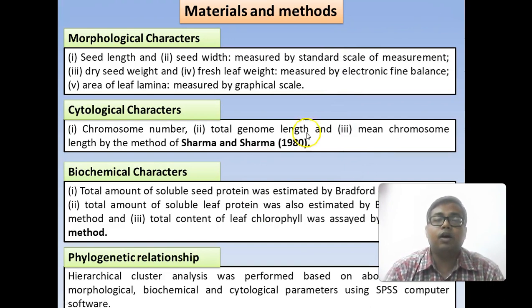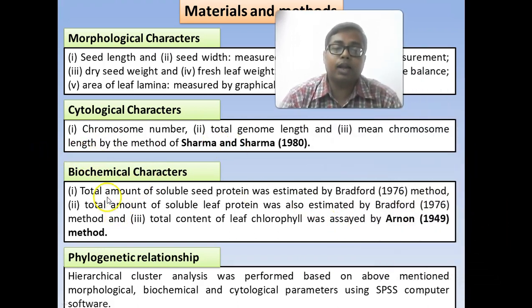Now these are the materials and method. Regarding the morphological characters, I have studied the seed length, seed width and dry seed weight, fresh leaf lamina measure, etc. And regarding the cytological aspect, I have studied the number, total genome length, mean chromosome length. And regarding the biochemical character, I have studied the total amount of soluble seed protein, soluble leaf protein, and the total content of chlorophyll. And for the phylogenetic relationship, hierarchical cluster analysis was performed based on above mentioned morphological, biochemical, and cytological parameters using the SPSS computer software.